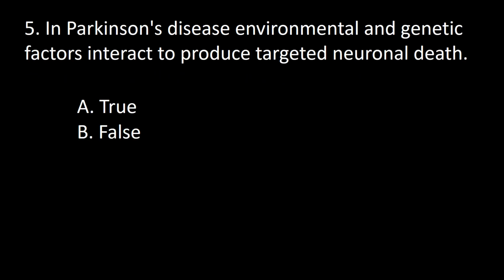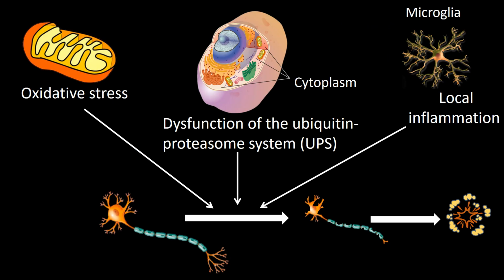B. Next question. In Parkinson's disease, environmental and genetic factors interact to produce targeted neuronal death. A. True. B. False. Neuronal death in Parkinson's disease occurs in selective nuclei, most notably in the pars compacta of the substantia nigra. The neuronal death appears to occur due to oxidative stress at the level of the mitochondria, dysfunction of the ubiquitin proteasome system at the level of the cytoplasm, and local inflammation. The cause appears to be genetic, although this can only be proven in about 5% of the cases, and environmental.